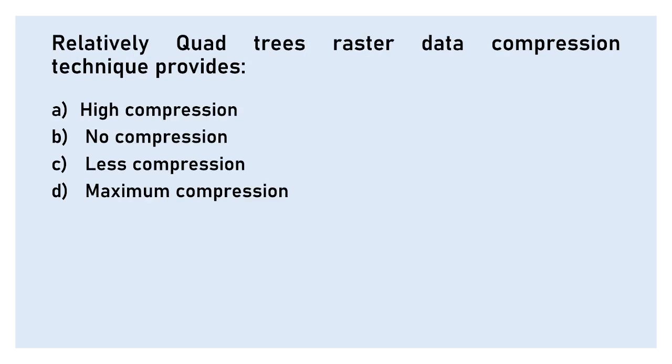Relatively, what level of compression does Quadtree's raster data compression technique provide? Like we know different types of compression, right? So amongst all that, what kind of compression do we get from Quadtrees?